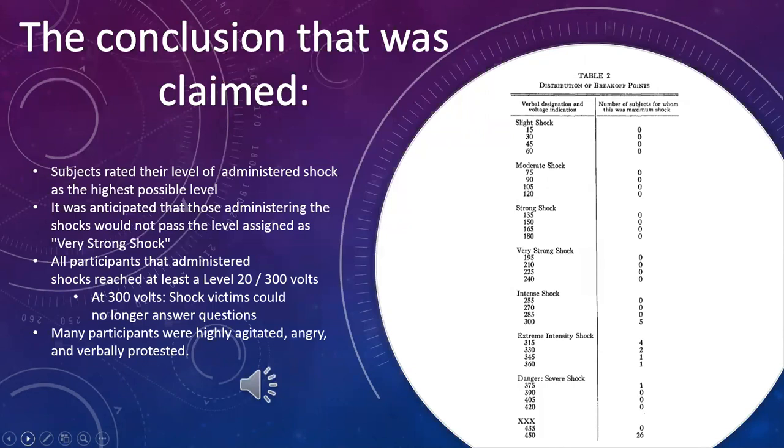Researchers anticipated that those who were administering the shock would not pass the level assigned as very strong shock. As you can see using the table to the right, the very strong shock category has shocks from 195 volts up to 240 volts. In reality, all participants that administered the shock reached at least level 20, or 300 volts. At this level of 300 volts, the victims being shocked were no longer able to answer the questions because they were in so much pain.